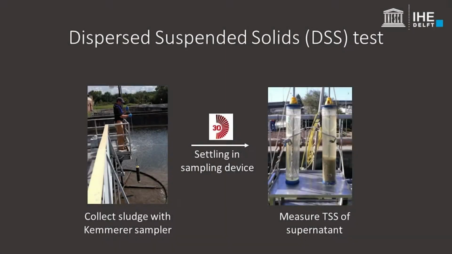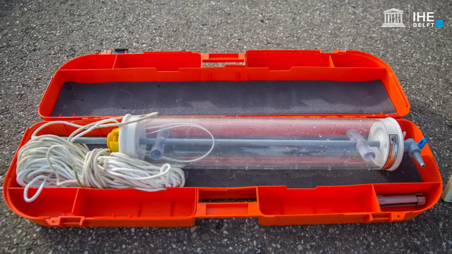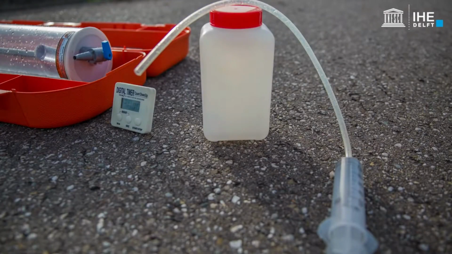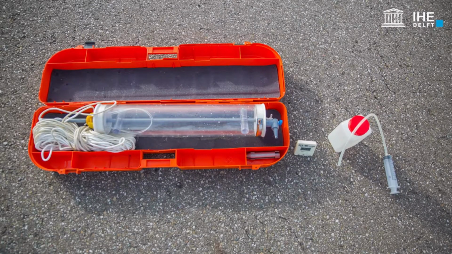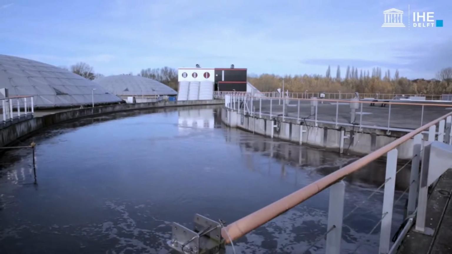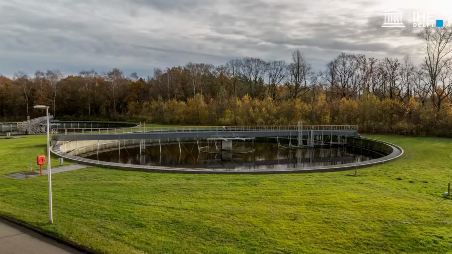A DSS test quantifies an activated sludge sample's state of flocculation at the exact moment and location where the sample is taken. Sampling and settling have to be done in a single container. A chimera sampler. A DSS test can be performed at any location between the activated sludge tank and the effluent weir. A typical sampling location is the centre well of the secondary settling tank.